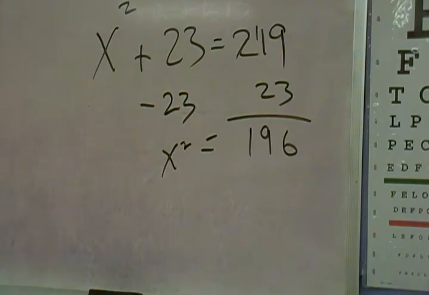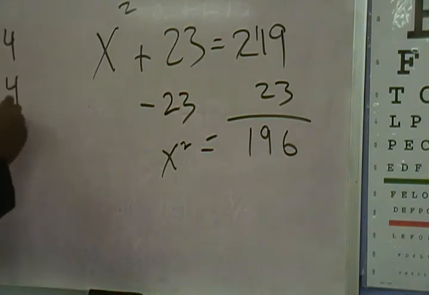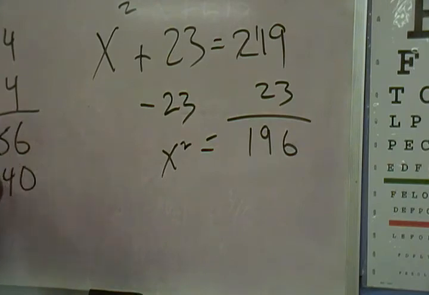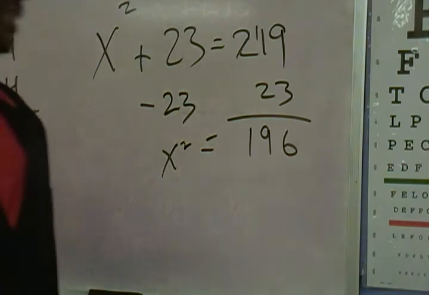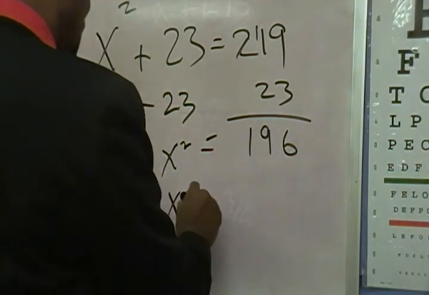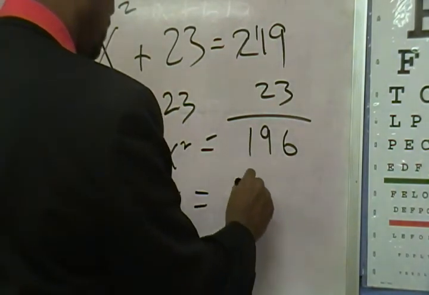So the number is between 13 squared and 15 squared. What do you think the number is? 14 squared. Let's look. 14 times 14: 4 times 4 is 16, 1 times 4 is 4, carry the 1 is 5. Then we got 196. So that means x equals 14.